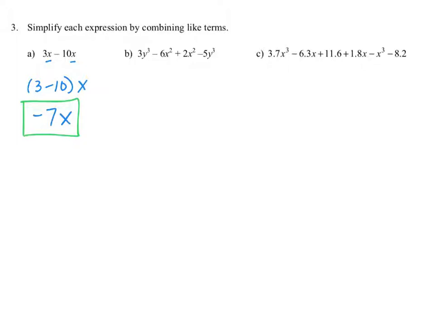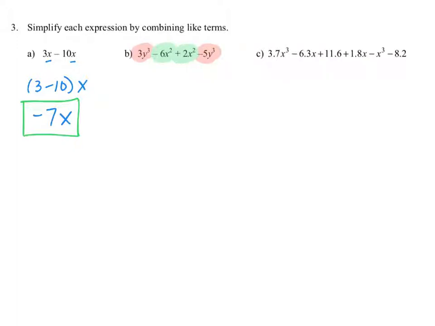We have 3y cubed minus 6x squared plus 2x squared minus 5y to the third. So the 3y to the third has another like term, which is the minus 5y to the third. We can combine those two because they have the same variable base and the same exponent. On the other hand, we have the negative 6x squared. The other like term that we can combine with that is the plus 2x squared.